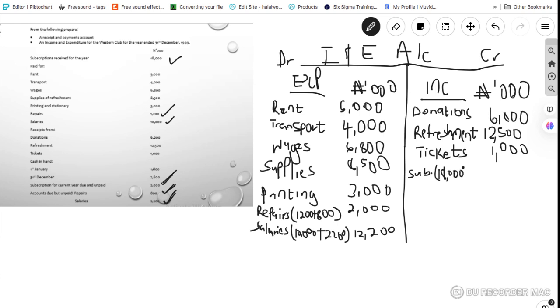Okay, plus subscription that is due for the current year, which is an addition, that is 2 million. Let me just write that here. 2 million, okay. So this will give us 20 million.